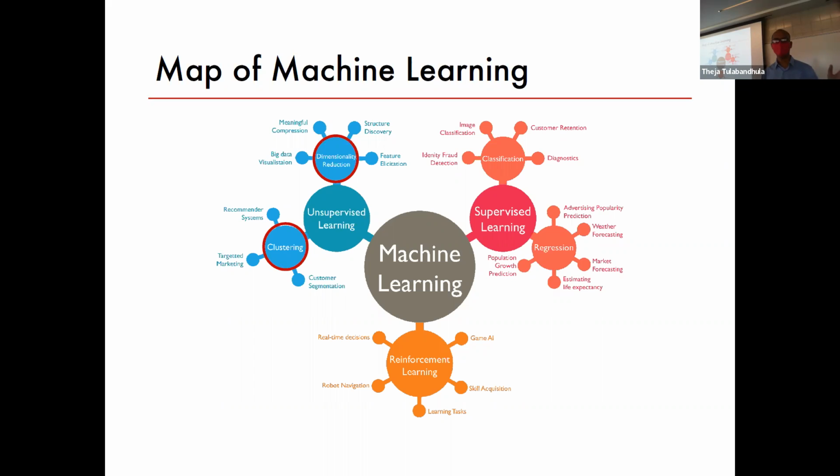So here I've just highlighted the classification and regression circles, which is what we spent a lot of time on. What we're going to do later on, in the next lecture, is dimensionality reduction and clustering as a way to do exploratory analysis.